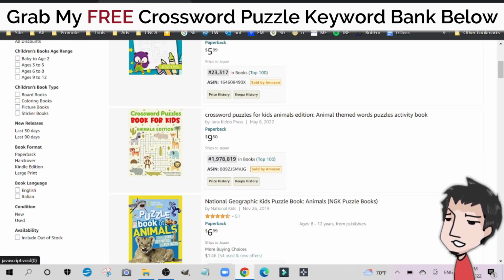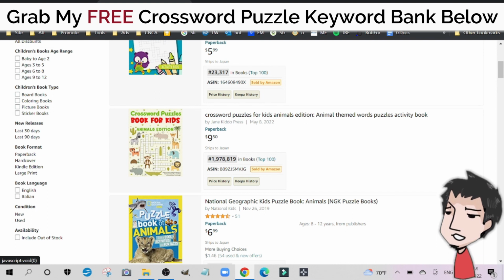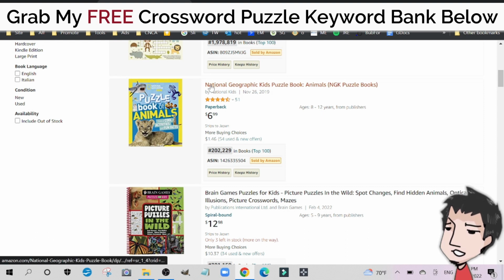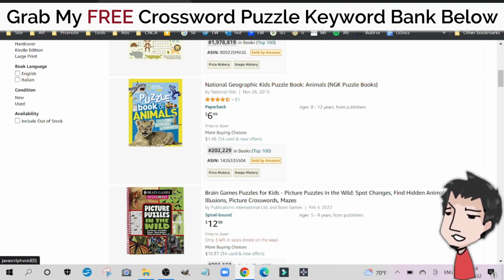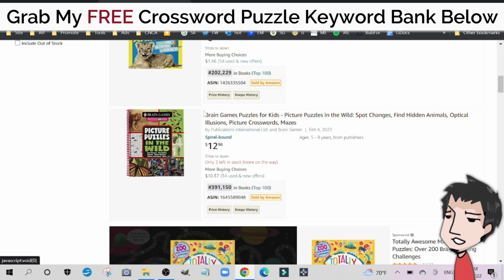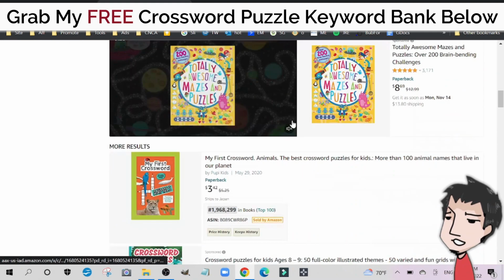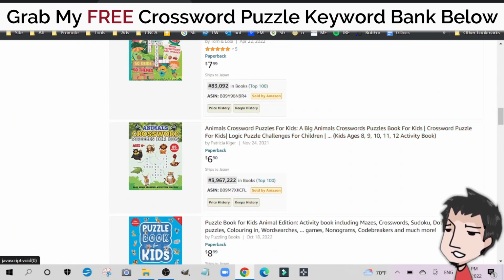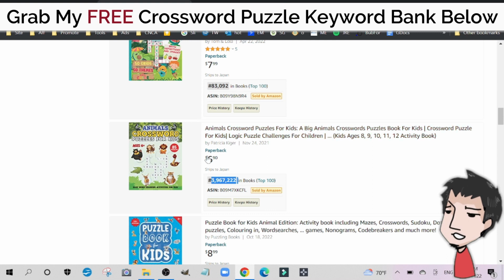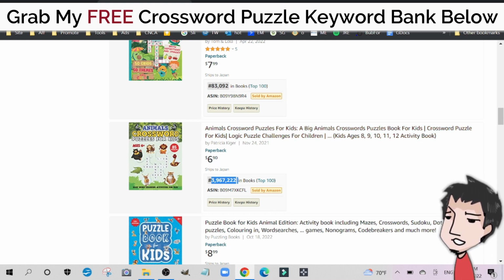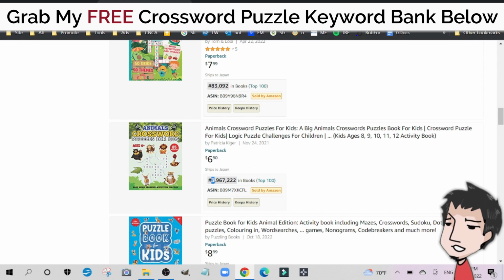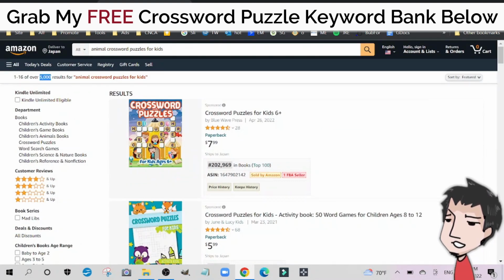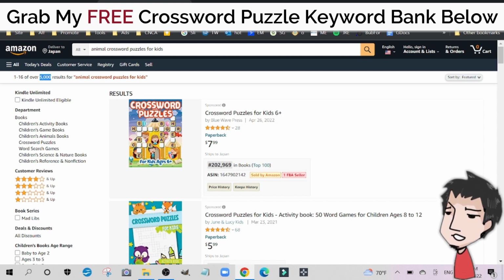This one is being sold. You can see that it has a BSR, which is cool. Okay, this one also is National Geographic's. We can't go after National Geographic's because that belongs to a company, so no. Brain puzzles for kids. No one is actually targeting. Here you go, animal crossword. Again, this one's being sold. It has a BSR. It doesn't have any reviews, but it is being sold because it has this BSR number. And how many results? Over 5,000. I would stay away from this personally.